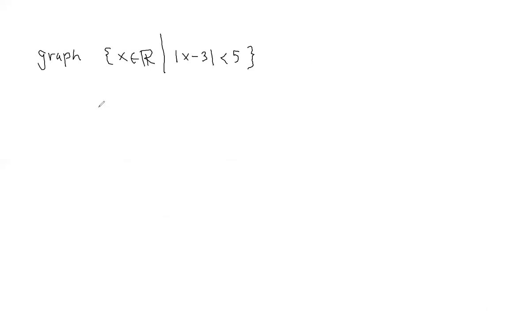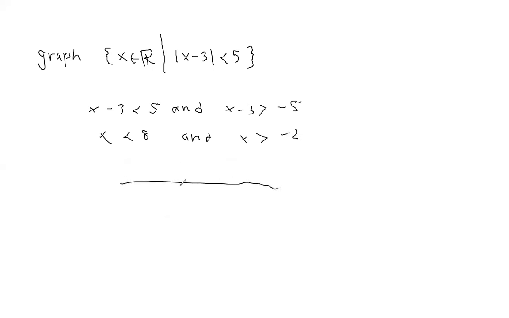So again, what we're going to do is drop our absolute value bars and then keep everything else as is. I put my word and there to remind myself that I'm creating a conjunction, and then I drop my absolute value bars, change the symbol, put a negative in front of my number. Now what we're going to do is solve for x. So this is going to be x is less than 8, and x is greater than -2.